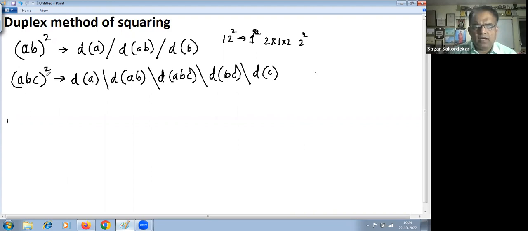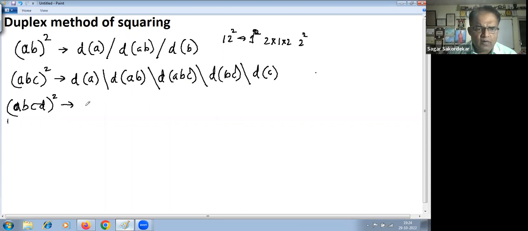Okay. ABC square is duplex of A, duplex of AB, duplex of ABC. That is the highest because there are three digits here. And then you reduce the last two digits, BC, and the last digit. Now square of say A, B, C, D, meaning four digits. Square of four digit A, B, C, D.